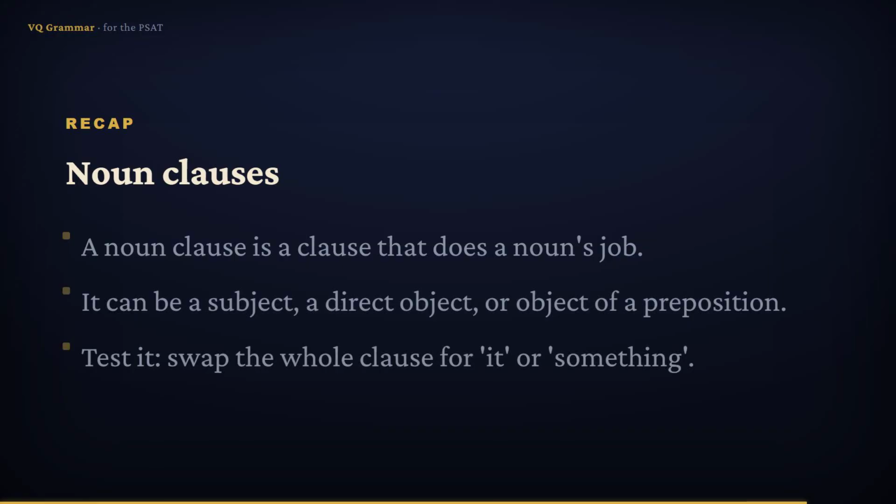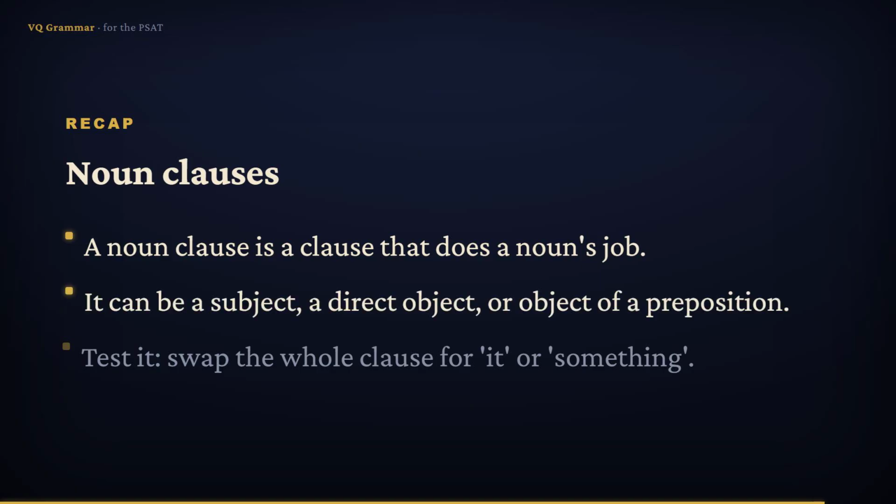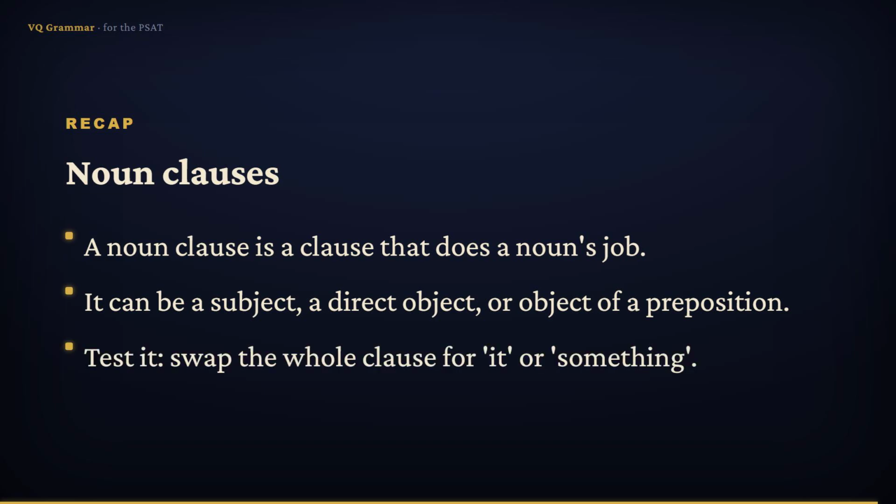Let's wrap up. A noun clause is a subordinate clause that does the job of a single noun. It can act as the subject, the direct object, or the object of a preposition, anywhere a noun can sit. It usually opens with a word like that, what, whoever, whether, why, or how. And here's the test that never fails. Take the whole clause and swap it for it or something. If the sentence still works, you've got a noun clause.